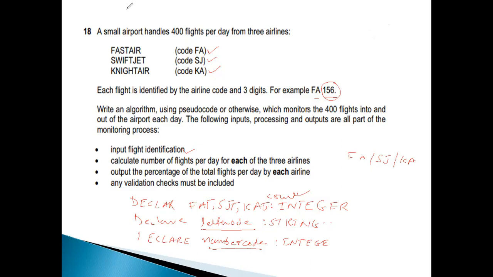I can do it. Okay, so for counter equals 1 to 400. And then you do read. First input, then if, okay. Then you do read letter code and number code. Good, good. Number code.